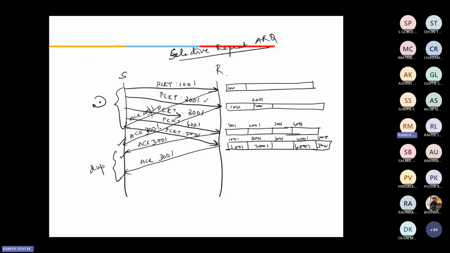So 3001 has already been received at the sender side, so these two acknowledgements are duplicate acknowledgements. Once the sender sees the duplicate acknowledgement, it will immediately send the corresponding packet, which is numbered 3001. After getting this packet, the receiver will place that packet in order.